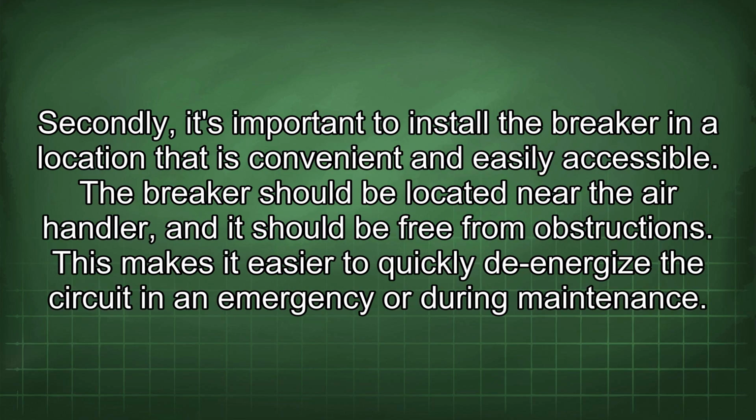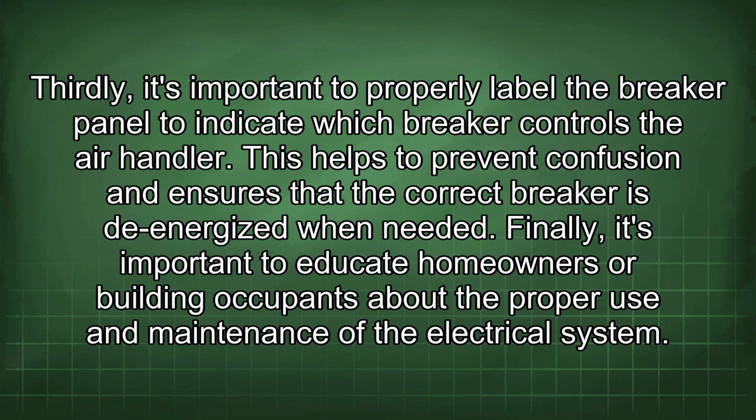Secondly, it's important to install the breaker in a location that is convenient and easily accessible. The breaker should be located near the air handler, and it should be free from obstructions. This makes it easier to quickly de-energize the circuit in an emergency or during maintenance. Thirdly, it's important to properly label the breaker panel to indicate which breaker controls the air handler. This helps to prevent confusion and ensures that the correct breaker is de-energized when needed.